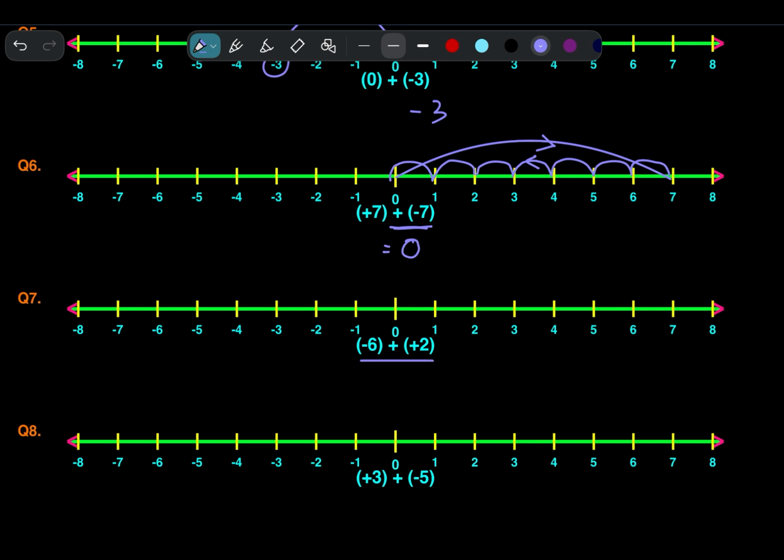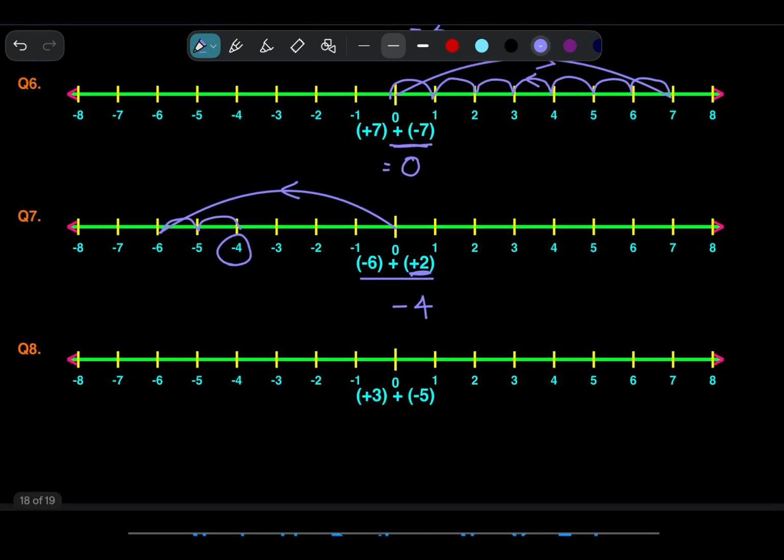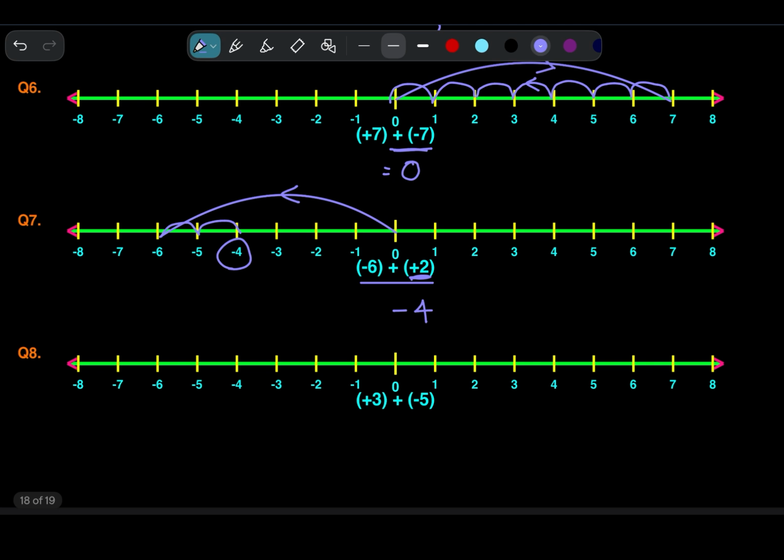Negative 6 and positive 2. Negative 6. Straight jump to negative 6. Okay. Negative 6, positive 2. So 2 steps towards the right from here. 1, 2. Negative 4 is the answer.